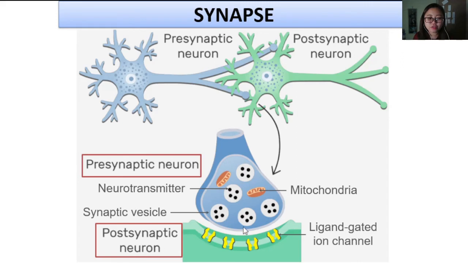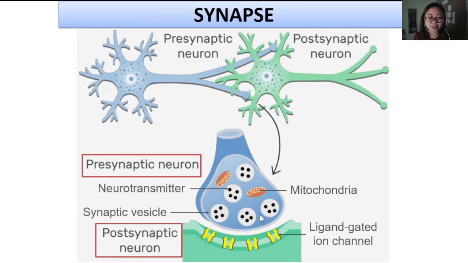This is a simplified version of the diagrams that we usually see. You can take a look at it. We have the blue one as the presynaptic neuron, or the first neuron. And in this diagram, the green one is the postsynaptic neuron, or the second neuron.